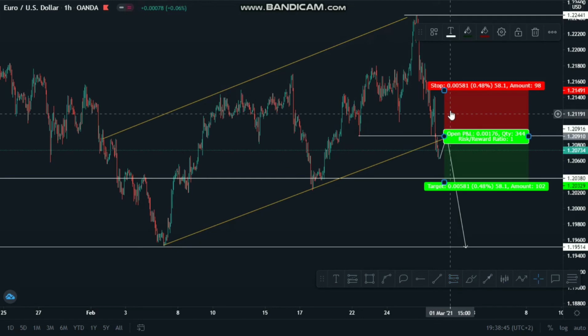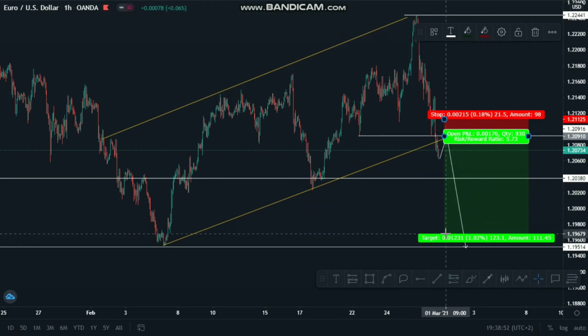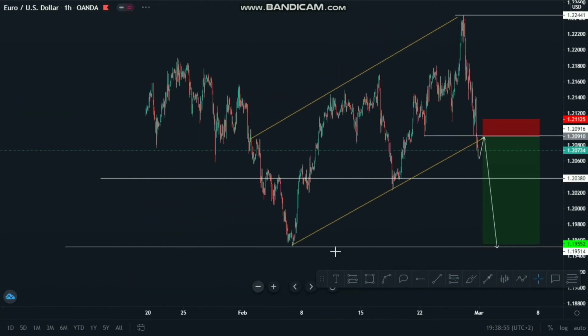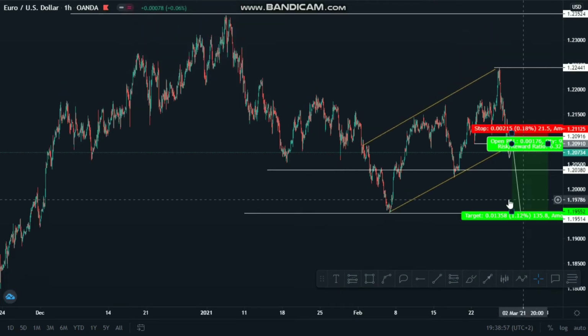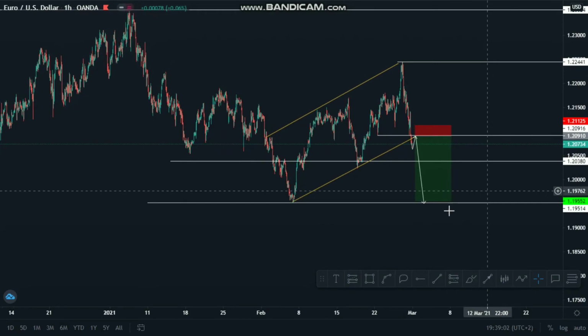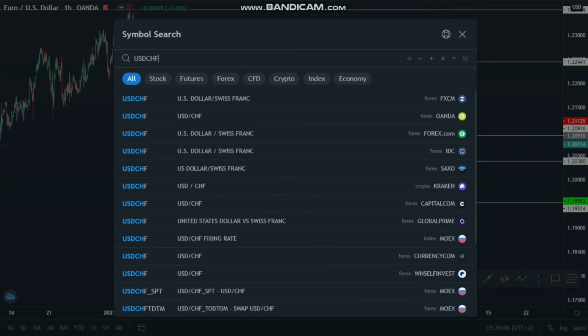From here, with a stop loss of 200 points, up until this target of 1,300 points. So we're going to be on the lookout for selling opportunities on EUR/USD. And moving to our next pair, which is USD/CHF.